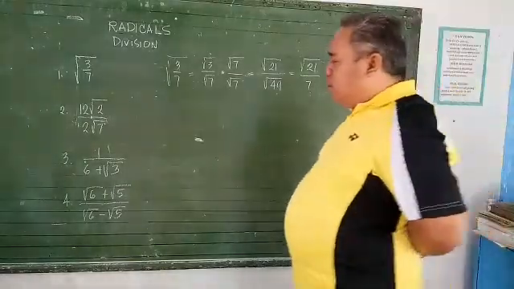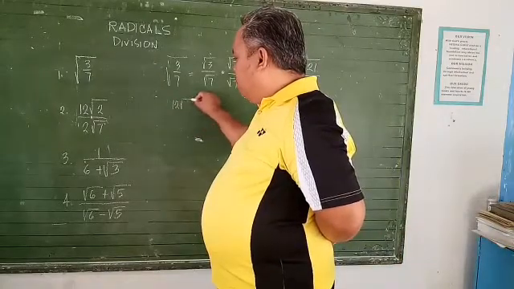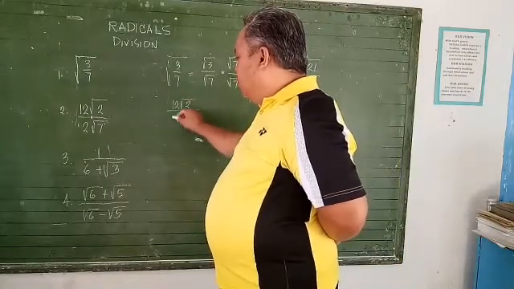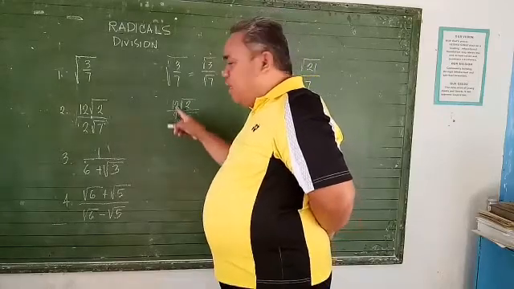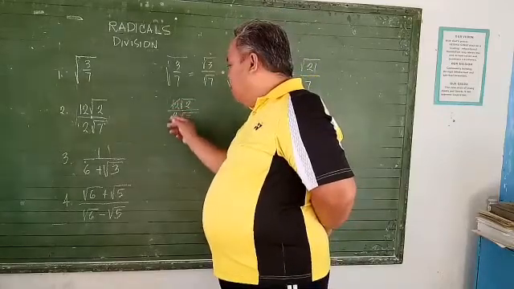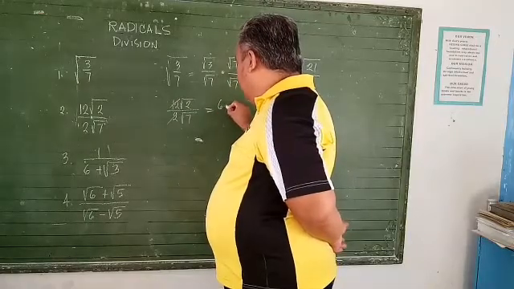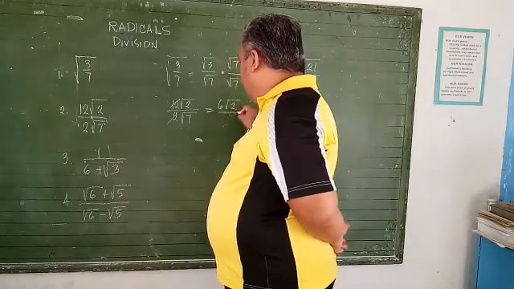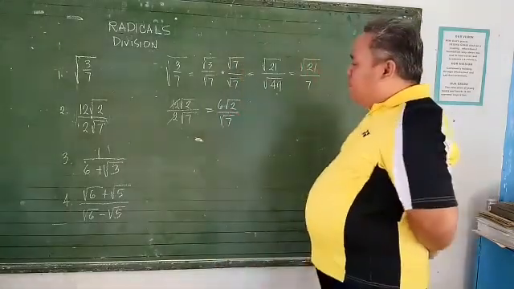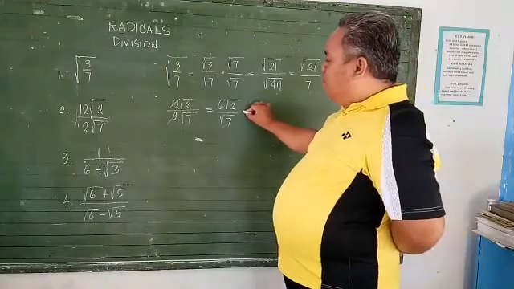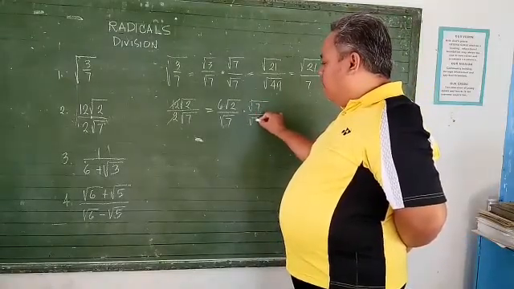What about in number 2? In number 2, we have 12 square root of 2, and then 2 square root of 7. So dito pa lang, meron ka nang pwedeng i-divide. So i-divide mo ito, and it will give you 6 square root of 2 over square root of 7. Okay. And then, rationalize the denominator using square root of 7.